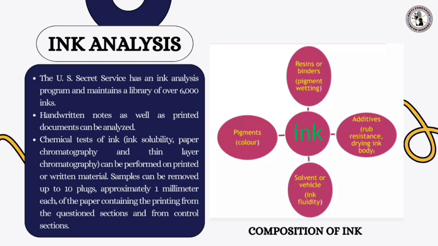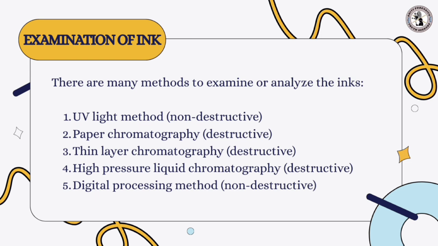The composition of ink consists of pigment, that is color, then resin or binder, which is pigment weighting, then additives, rub resistance, drying, ink body, then solvent or vehicle. Basically, the ink fluidity is maintained by this. So, these are the certain components that are present in ink.